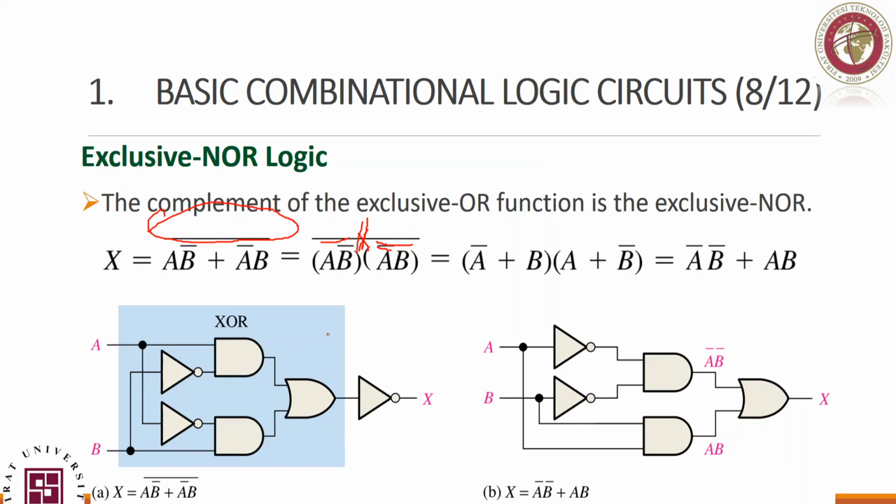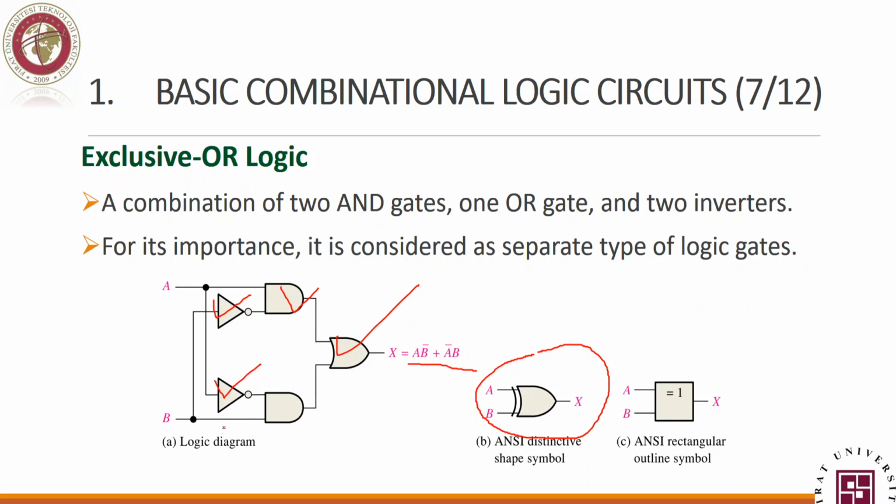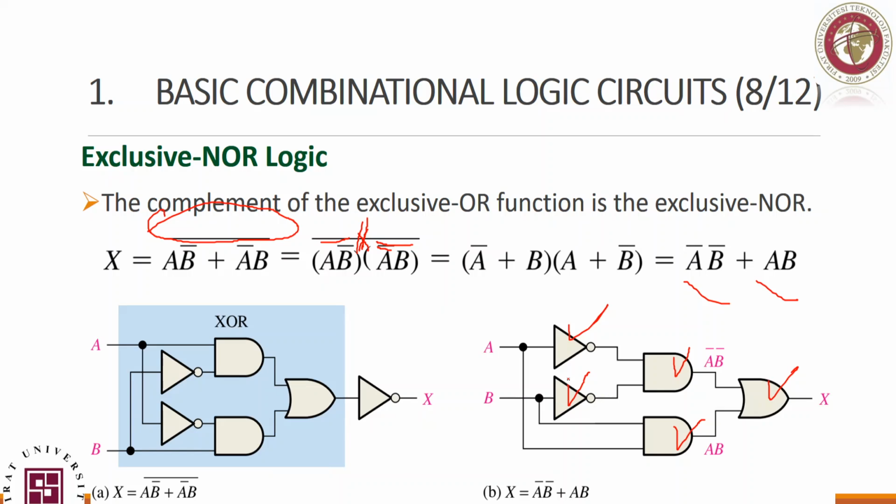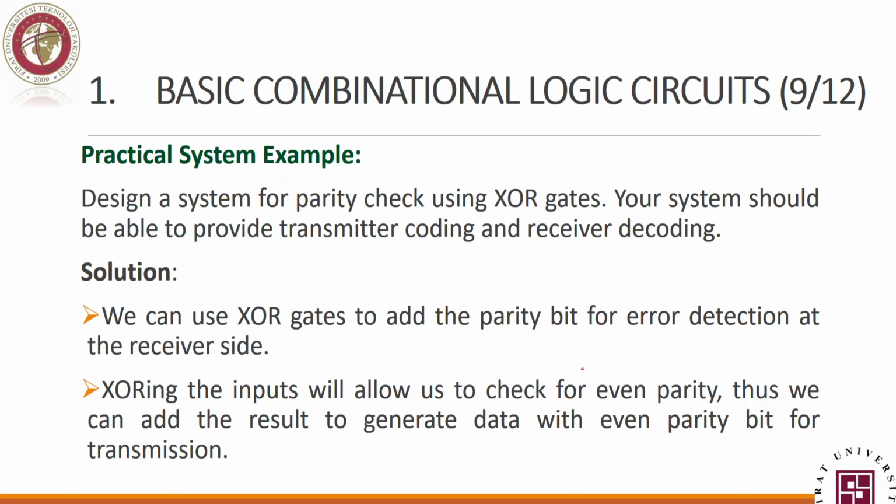All right. The implementation will be what? Not A, not B, or A, B. Not A, not B, or A, B. That's also implemented by two NOT gates, two AND gates, and one OR gate. Also here we have two NOT gates, two AND gates, and one OR gate, but the combination is a bit different.